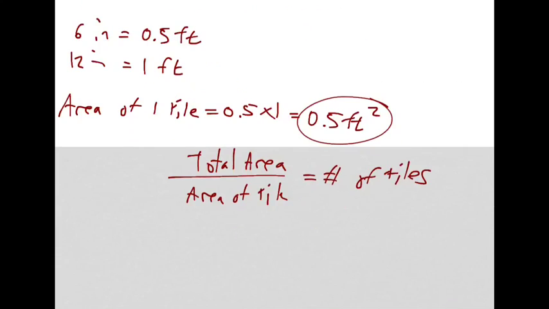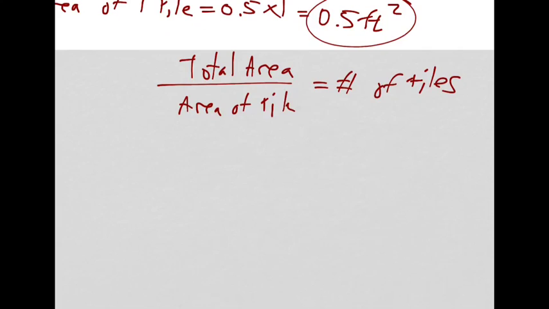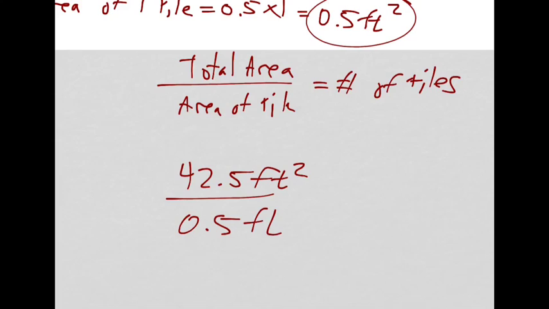We have our total area, which was what again? 42.5 square feet divided by 0.5 square feet. That will tell me the number of tiles I need, which is 85 tiles exactly. So if you went to the hardware store and bought 85 tiles exactly, you could tile Bob's floor and he would give you a giant wet kiss on the cheek.